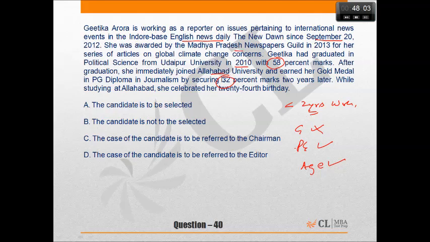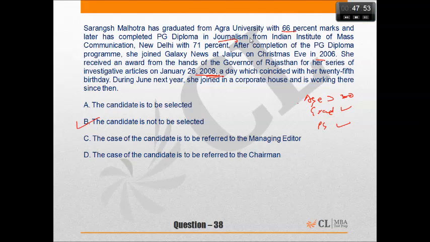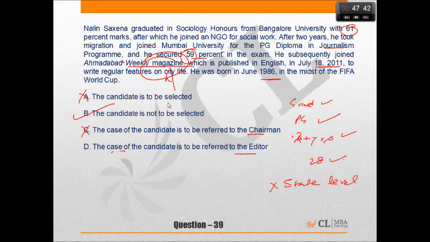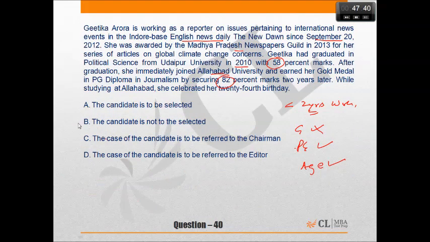Okay. I think she should not be selected, but let me just be sure about this part. She was awarded Madhya Pradesh Newspaper Guild for her series of articles, since September 2012 to 2014, not to be selected. She was a postgraduate diploma in journalism. 5 above. Okay. Not to be selected. It seems to be a case where they may not get anything.